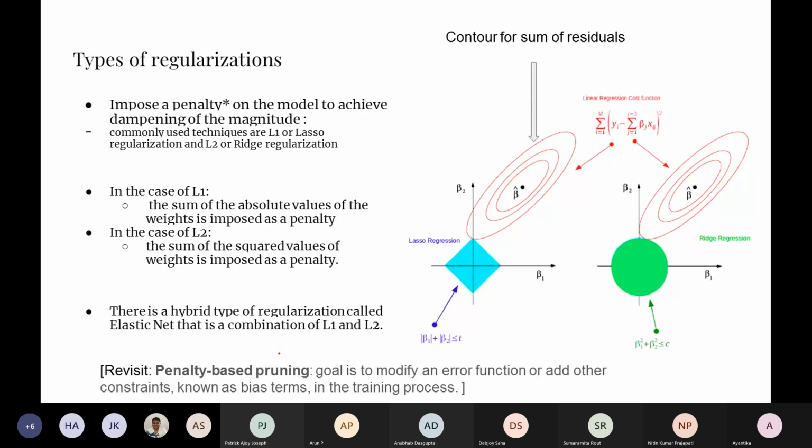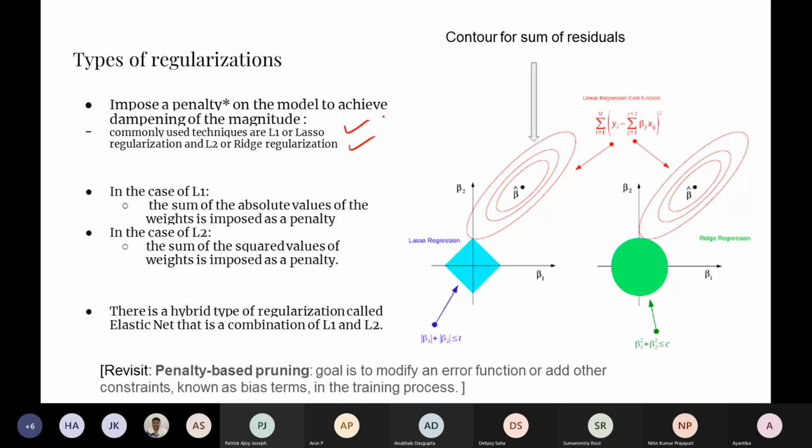Now, in regularization, we basically impose a penalty on the model to damp the magnitude. Based on how we add that penalty, we name these regularization techniques. One is lasso, one is ridge regression. We will talk one by one about the difference between them. But whenever we think of regularization, we are adding some penalty.